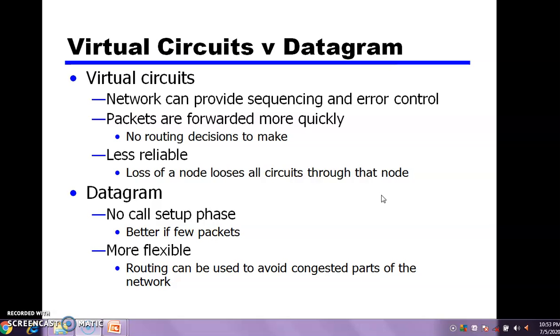Next, in the datagram approach, no call setup is required for the transfer of data. Also, routing can be used to avoid congested parts of the network. If a particular node is congested, it will avoid sending the packets through that node. So that is the advantage of datagram.